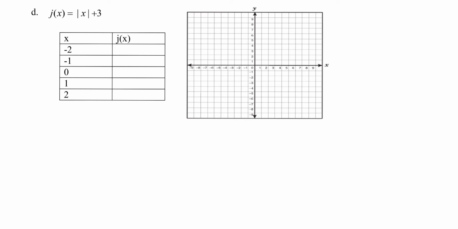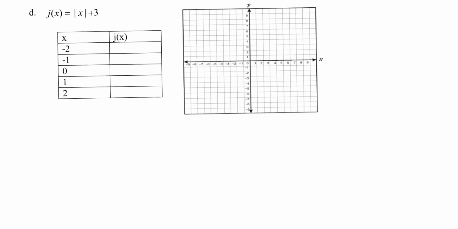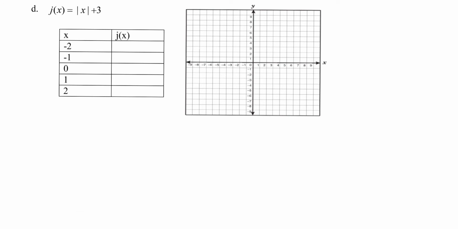Okay, here we are graphing the absolute value of x plus 3. So when we evaluate, we'll do j of negative 2 first. So we have j of negative 2, and it will be, remember, absolute value. When you evaluate it, those two straight lines mean absolute value. It's the distance the number is from 0. So the absolute value of negative 2 is positive 2. It's 2 spaces away, and 2 plus 3 will give me 5.